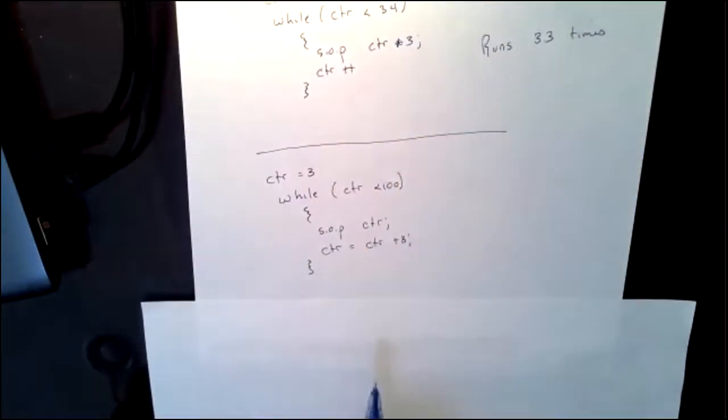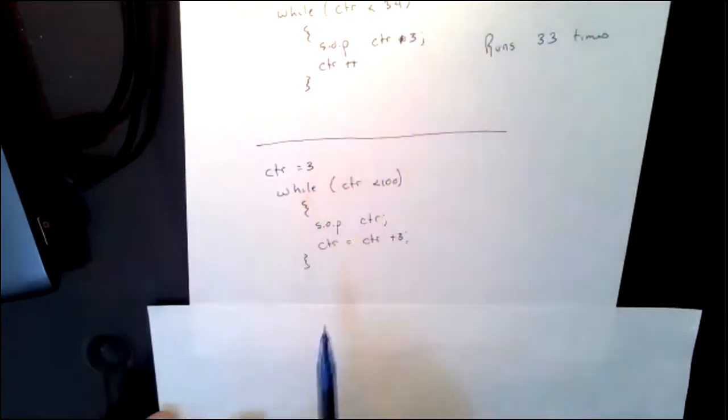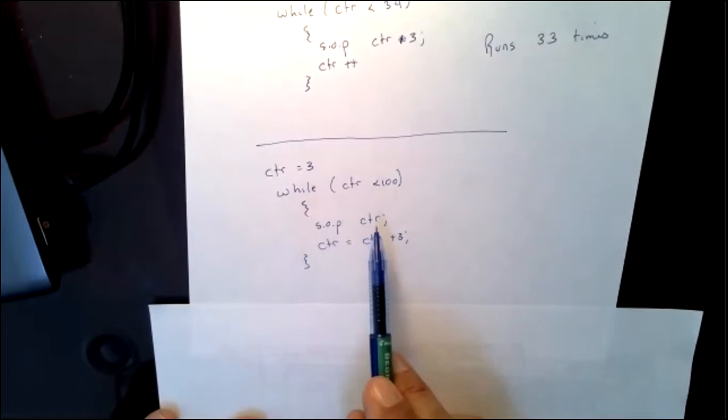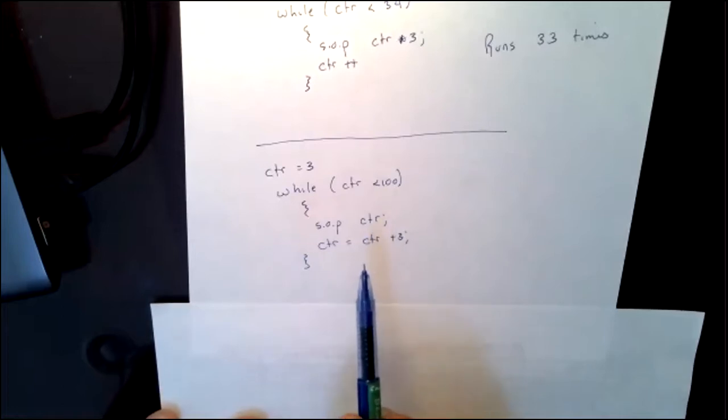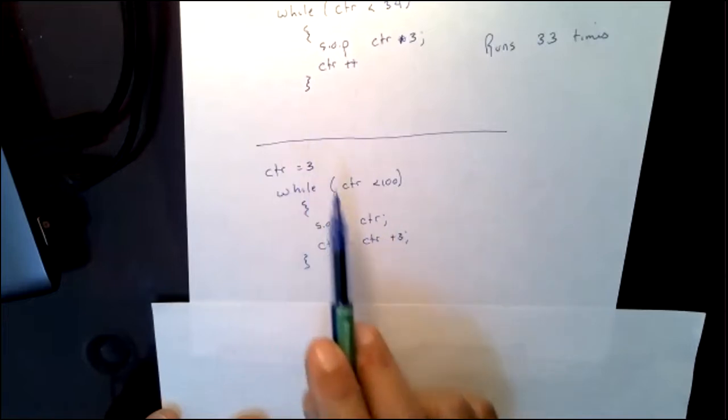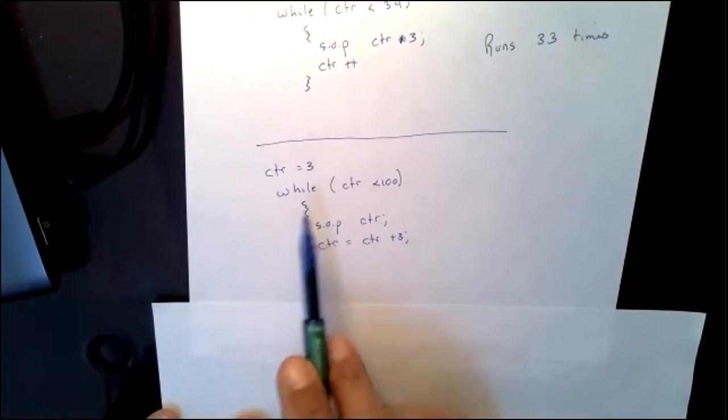Here's another one. What if I say, I'm going to start counter at 3, going to go back to less than 100. I print out counter, and I think this was Jacob's group. It's a little janky, but I'm going to add 3. So it goes 3, 6, 9.